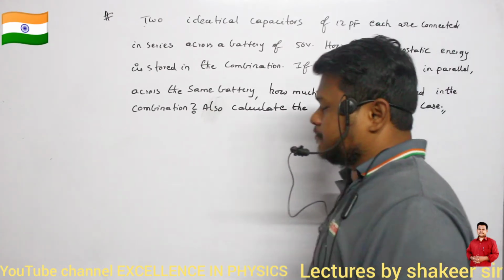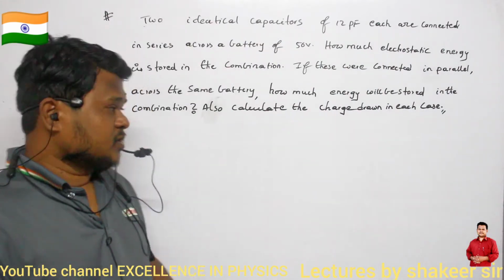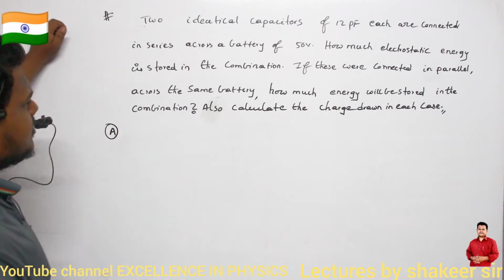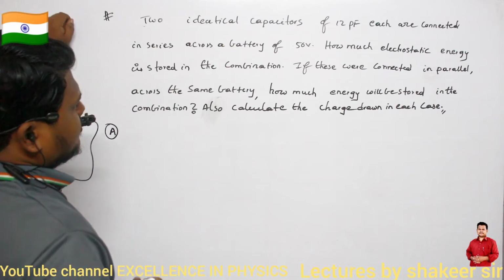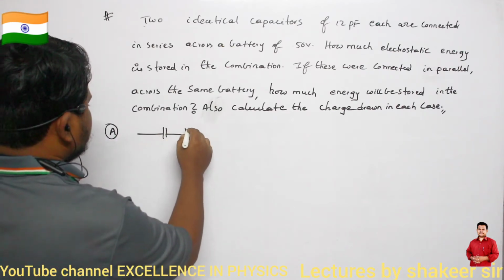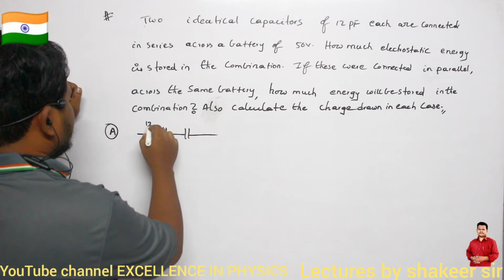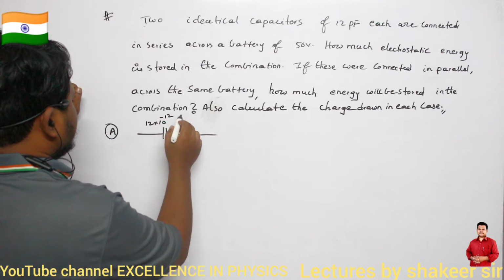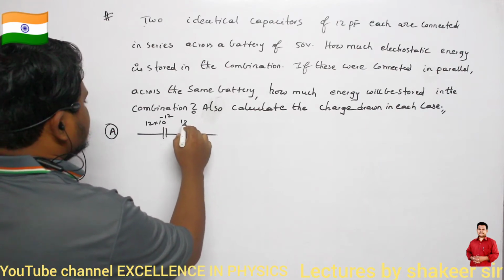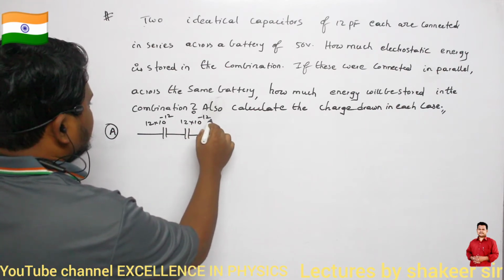So first what he is saying, two identical capacitors of 12 picofarads are connected in series. So therefore this is one capacitor, this is one capacitor. So 12 into 10 power minus 12 farads. So this is also 12 into 10 power minus 12 farads.